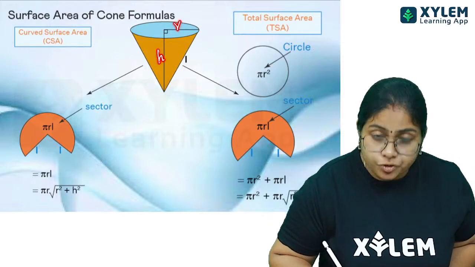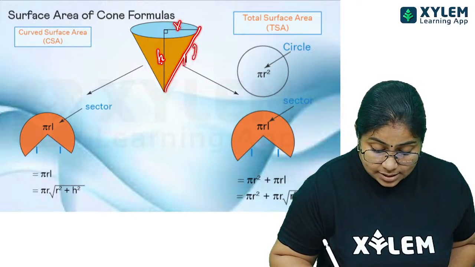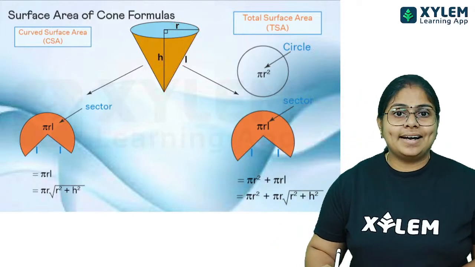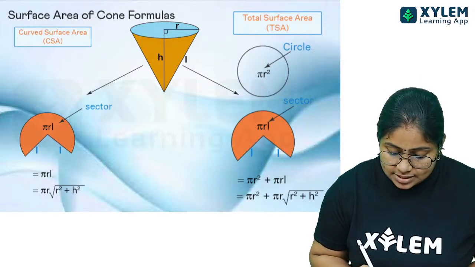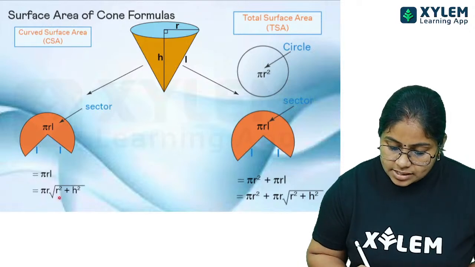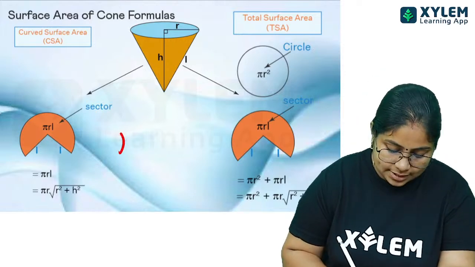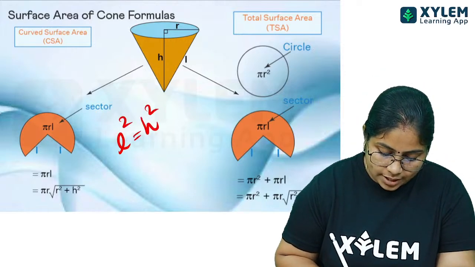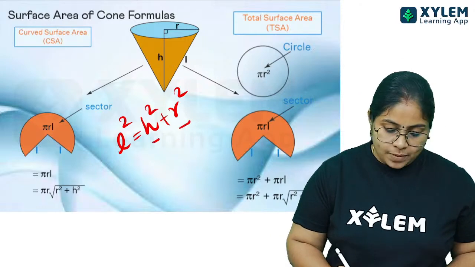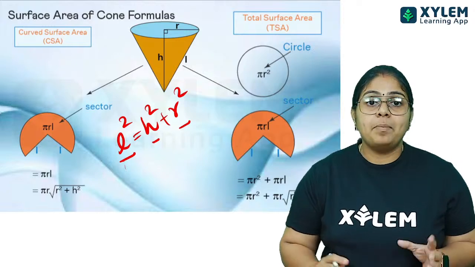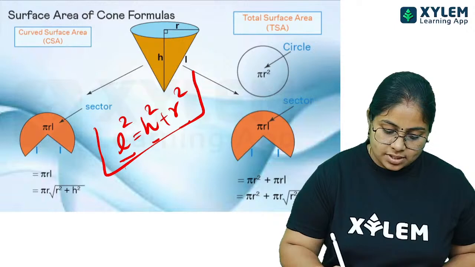If you know this r and h, you are able to find out the lateral, that is, l, easily. For finding that, this is the formula we are using: r square plus h square is equal to l square. That is, l square is equal to h square plus r square. In some cases നമുക്ക് h ഉം r ഉം തരും, l തരില്ല. Okay, അപ്പൊ l നമുക്ക് കാണേണ്ട കേസസ് വരും. So at that time we will be using this formula.